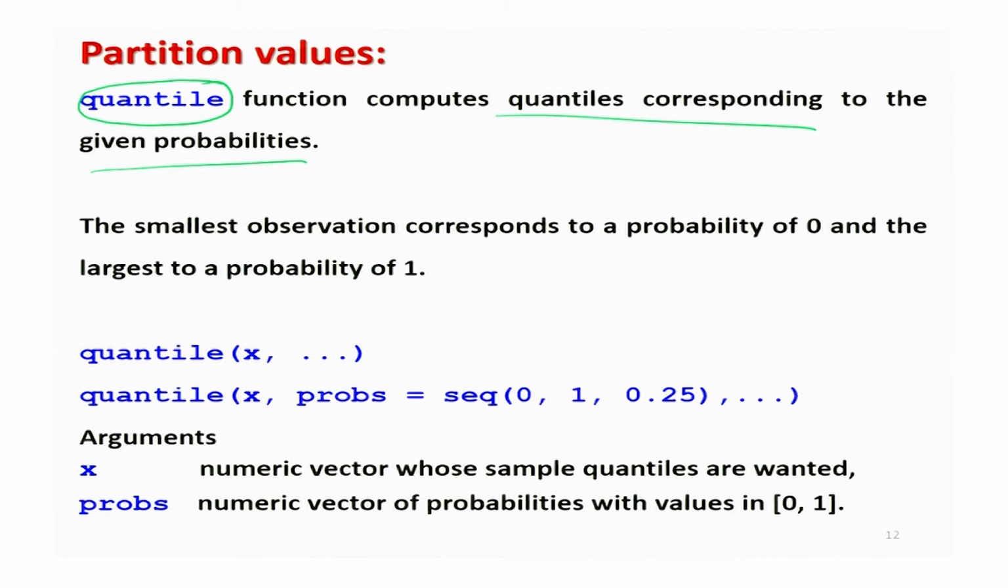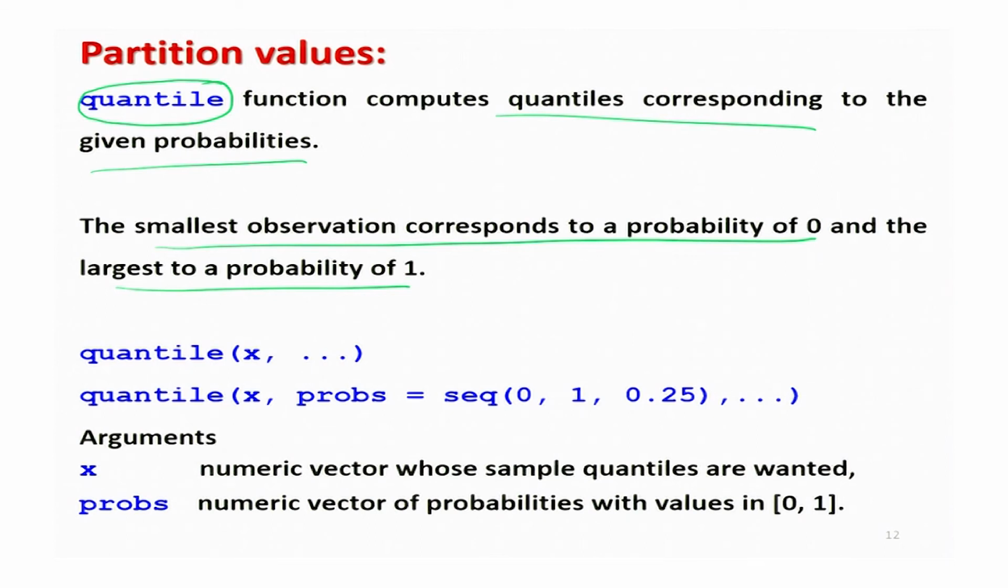So that is why the values of the partition, that means at what value we want to partition it, is indicated by a probability value. How to get it, I will try to show you through an example. What happens is that the smallest observation corresponds to a probability of 0 and the largest observation corresponds to a probability of 1. So that is how this partition is done.